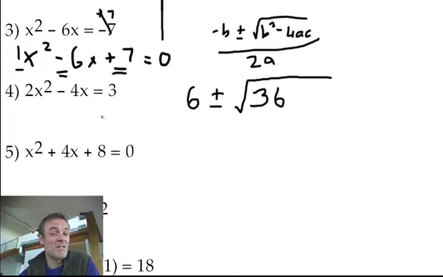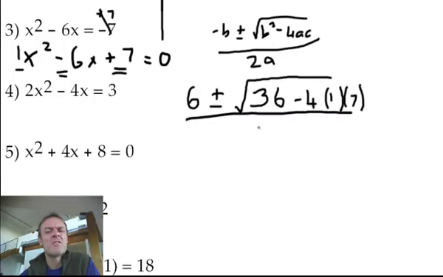Minus. Now, is it minus? Do I see double negatives? I'll just write it like this. Minus 4. A is 1, isn't it? C is 7. So I don't see any double negatives there. All over 2 times 1, which is 2. So keep on going.